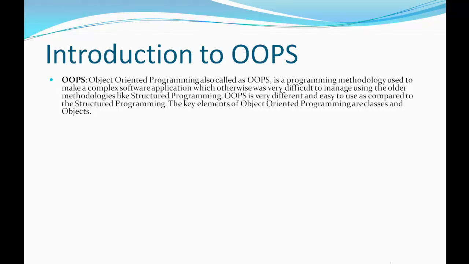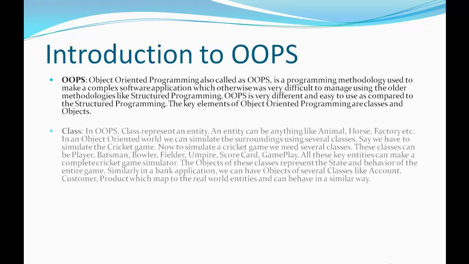The basic elements of object-oriented programming are classes and objects. Class. In object-oriented programming, a class represents an entity. An entity can be anything like animal, horse, factory, etc. In the object-oriented world, we can simulate the surroundings using several classes.